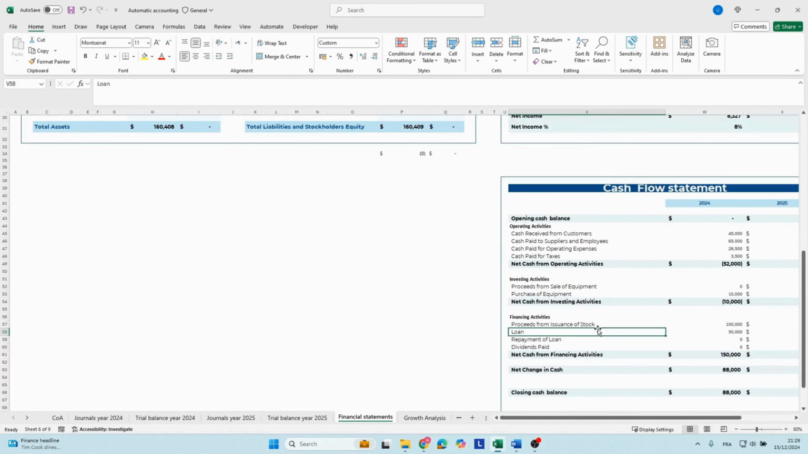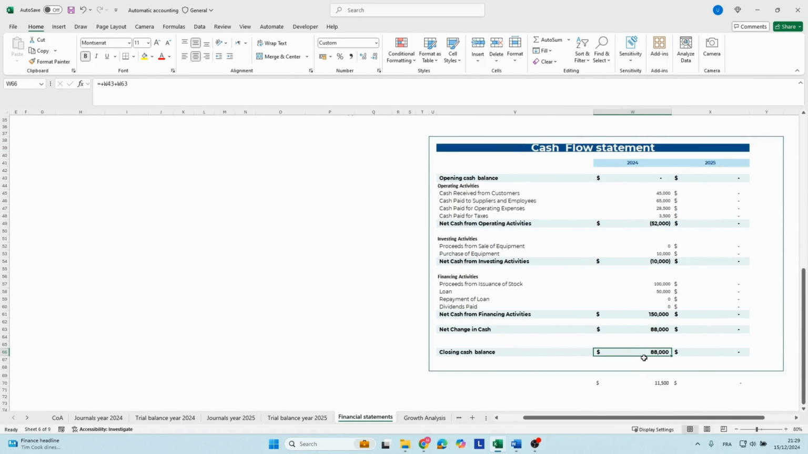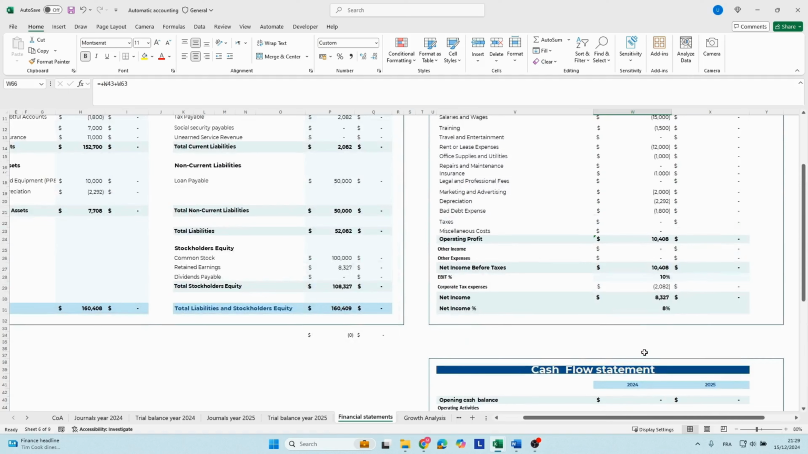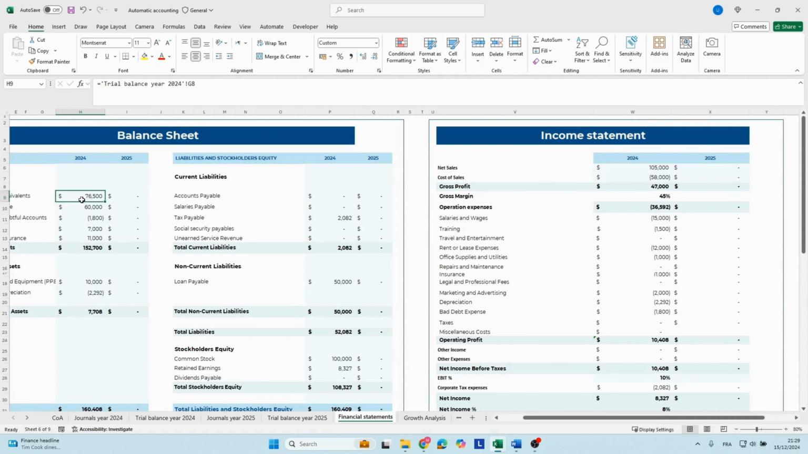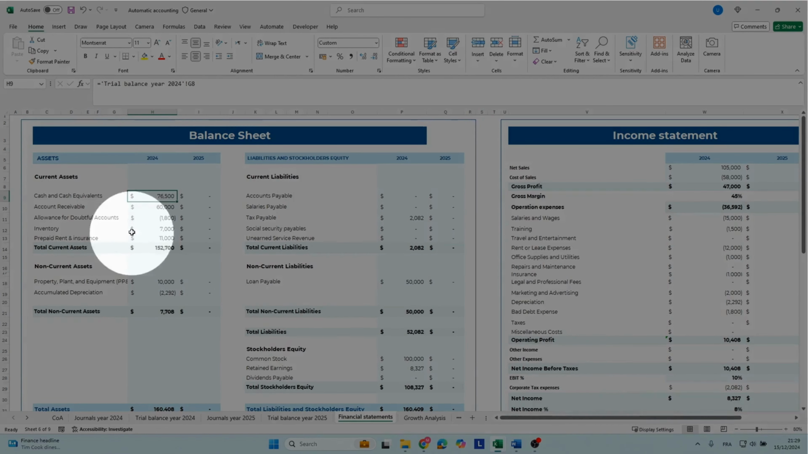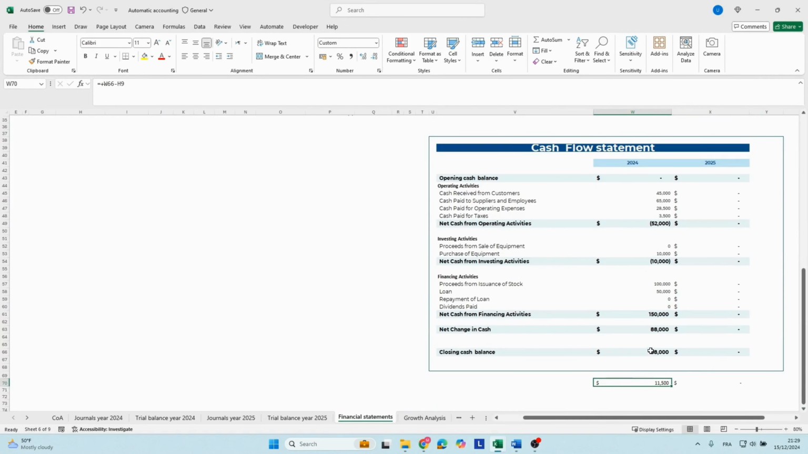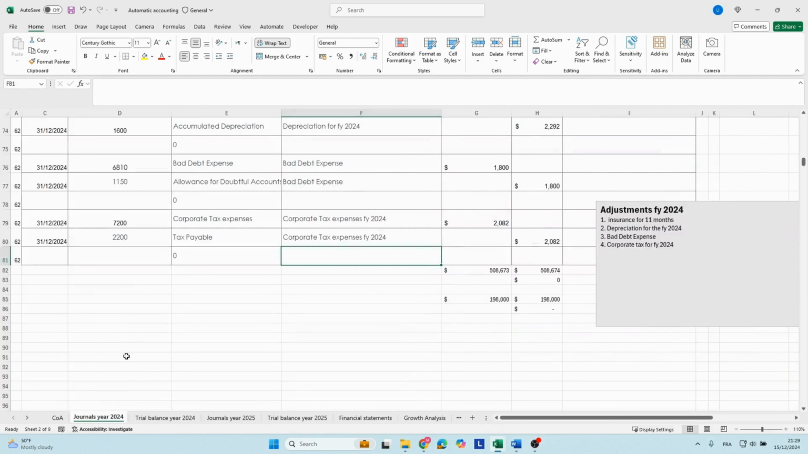Then we have the cash flow statement for the year, which ends with 82,000. We compare it with the value that we have in cash and cash equivalent, and you see that there is a difference: 76,500. And when we go to the cash balance, we find another amount. So this is not correct, and we need to find the error. So we go to the journal entries.